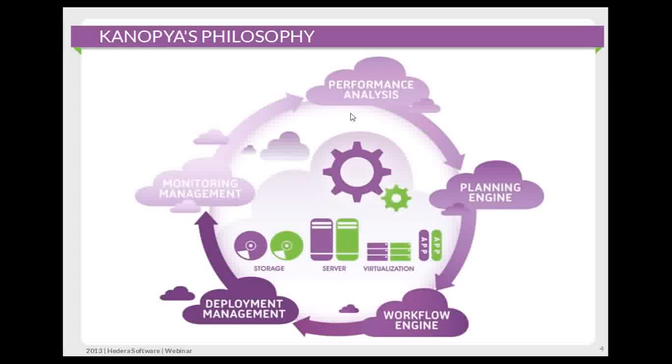So how does Kanopya work? Kanopya works with virtuous loops. Once a cycle is finished, another one begins. It can be set from every 5 minutes to once a day, depending on what you want. First, we monitor the resources that we pilot, like compute, system, and applications.